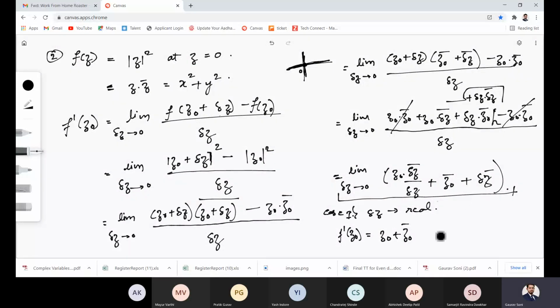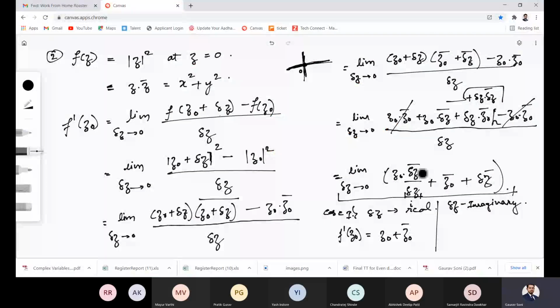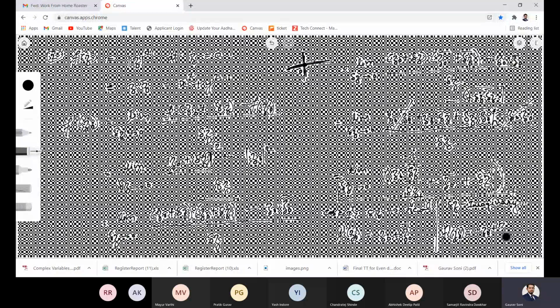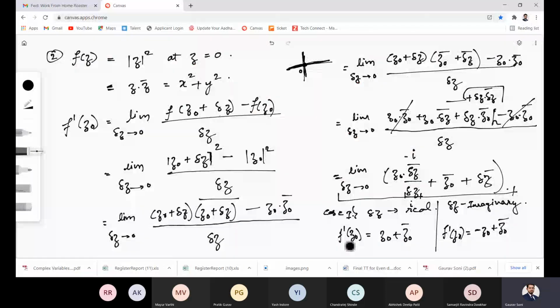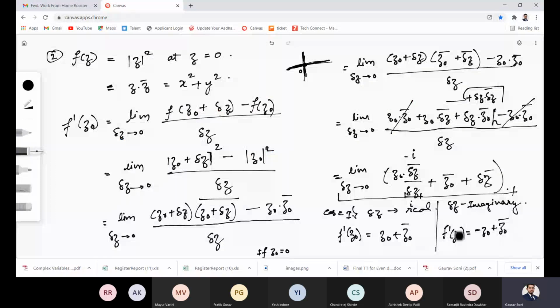And case number 2, if delta z is imaginary. If delta z is imaginary, then, say for example, delta z is i, so delta z bar will become minus i. So i and i will get cancelled out, and you will get a negative sign over there. So f dash of z naught will become minus of z naught plus z naught bar. So f dash of z naught cannot be two different things. Now I will check at 0. If z naught is 0, then both of them will become the same. Are you getting my point? If z naught is not equal to 0, then these two are not going to be the same.